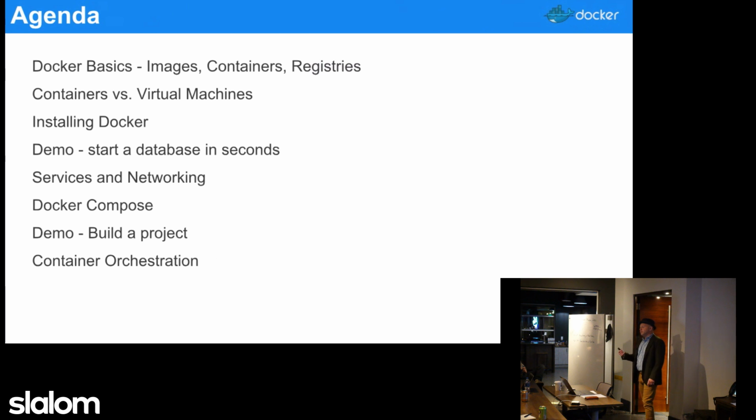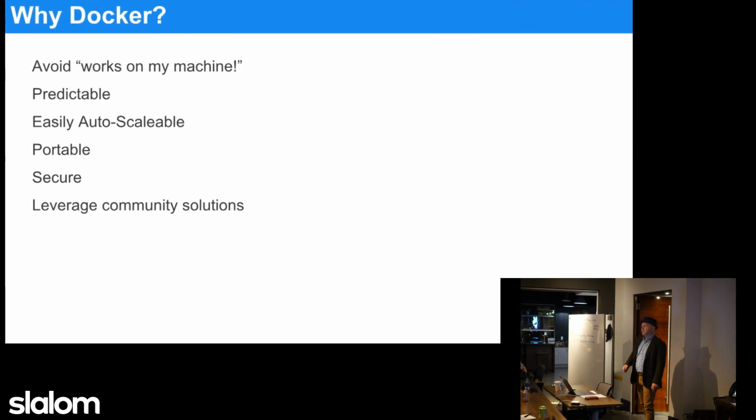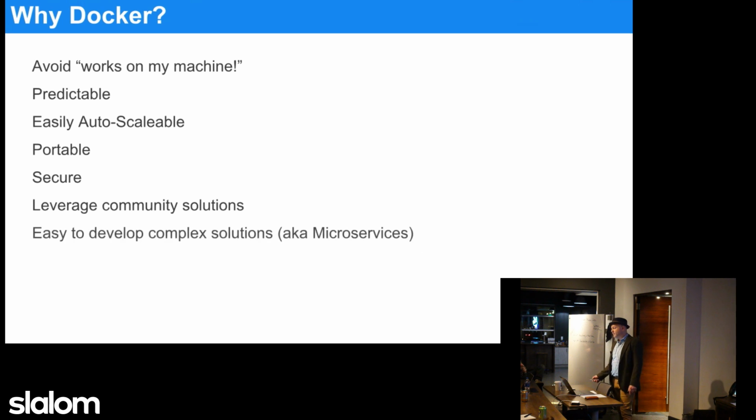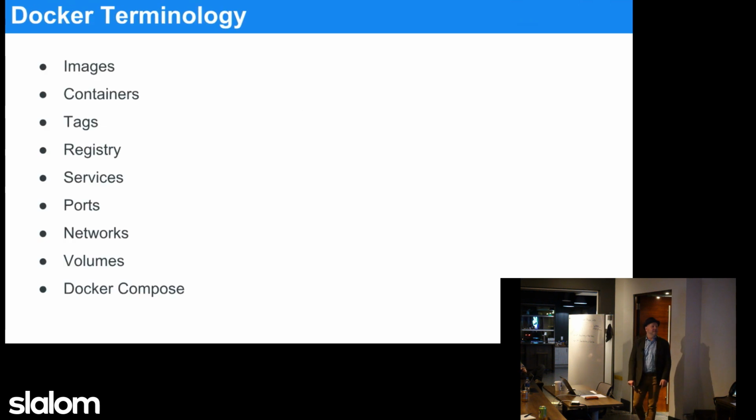You can leverage community solutions. We are going to talk about this quite a lot. There are lots of industry standard things out there that are available in Docker. And we can create complex solutions like microservices. We're going to talk a little bit about microservices in this talk today. So some Docker terminology. These are the words that you will see: images, containers, tags, registry services, ports, networks, volumes, Docker Compose. We're going to cover all this stuff today.